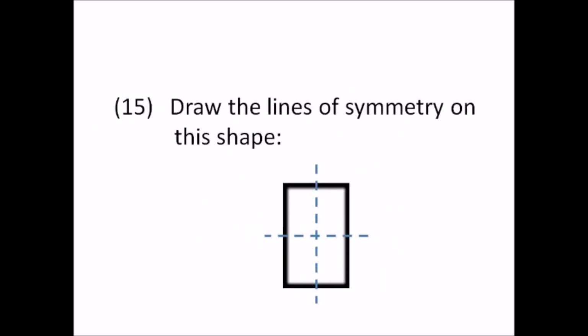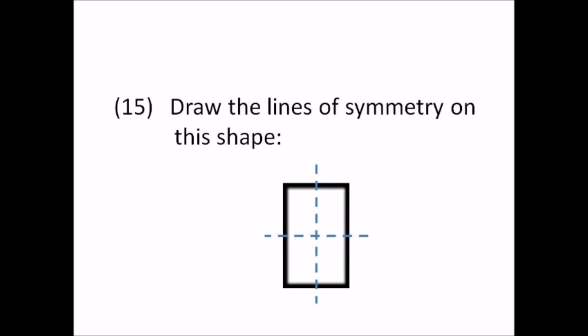There you go. Number 15, draw the lines of symmetry on the shape. A line of symmetry divides a shape in half. And I told you 2 lines. You heard me. I said 2 lines. Draw the 2 lines in. So 1 line down to divide it in half, and then 1 line across the middle to divide it in half that way. And you have your full marks for that. Give yourself 2 marks for that one, guys.